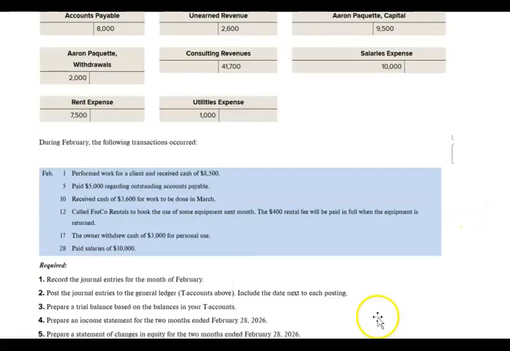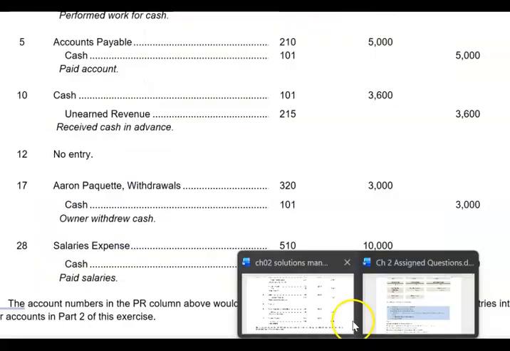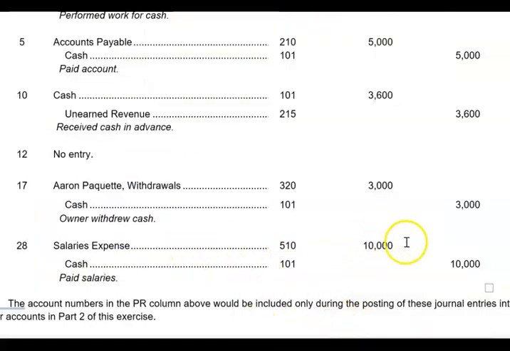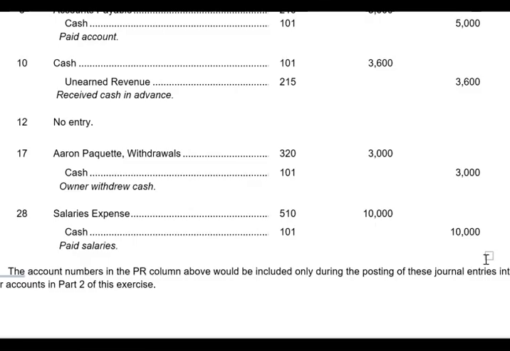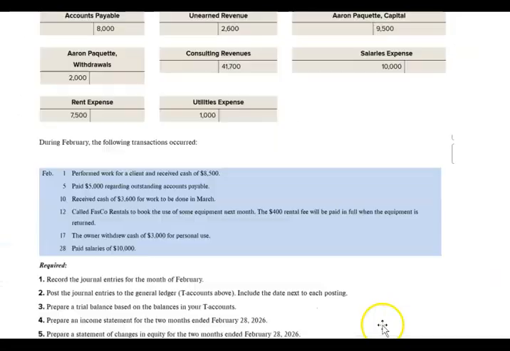The next entry and final entry, paid salaries of 10,000. So we can assume they paid cash. Salaries expense 10,000, and we're going to reduce our cash by 10,000. Okay, so that's the first part.